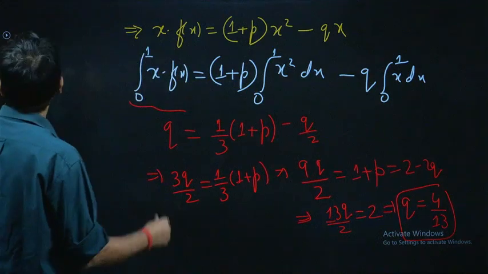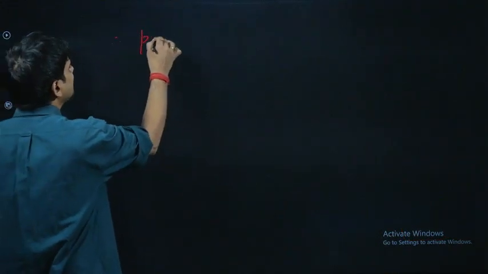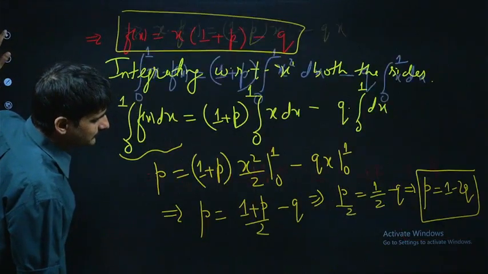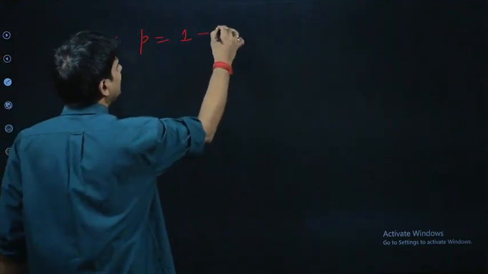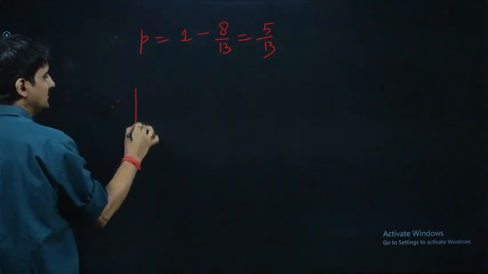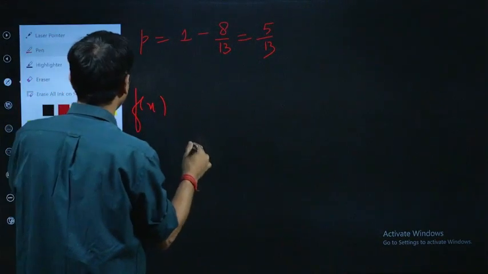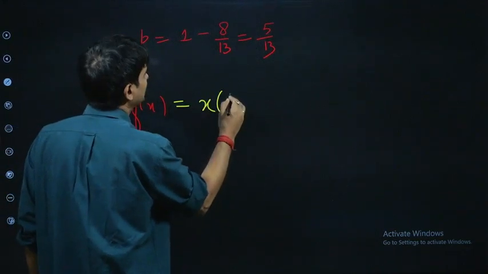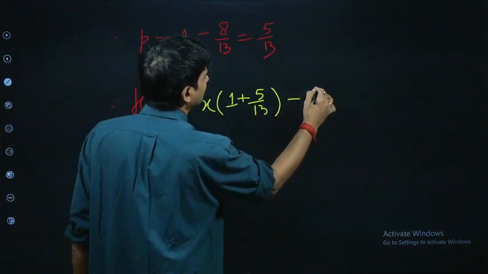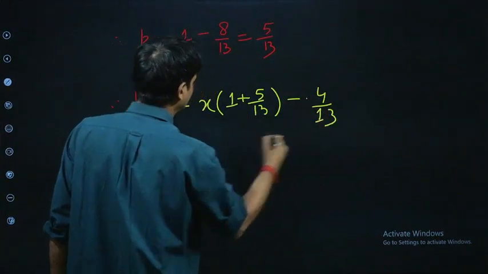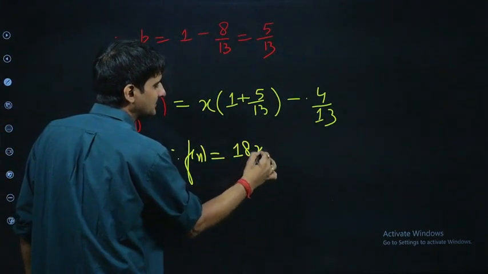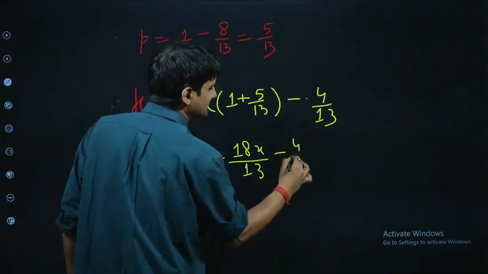It's all okay. So therefore, P is 1 minus 2Q. So 1 minus 8 by 13, so it's 5 by 13. So hence our function is x times (1 plus P), so 1 plus 5 by 13, minus Q, minus 4 by 13. So therefore it's a linear function, 18x by 13 minus 4 by 13.